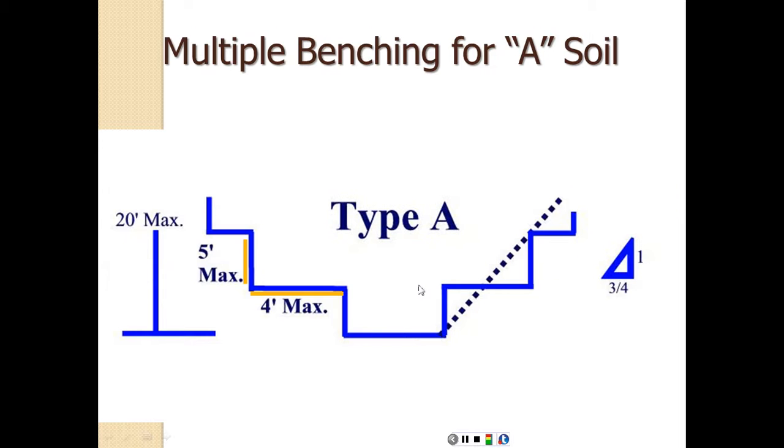Another option is benching. You can do the benching, and the benching is going to be maximum 4 feet horizontal and maximum 5 feet vertical. Again, the maximum depth is going to be 20 feet. Beyond that, you're going to need the professional engineer's review. And again, the average slope of this benching is going to be 3/4 to 1, as you can see.